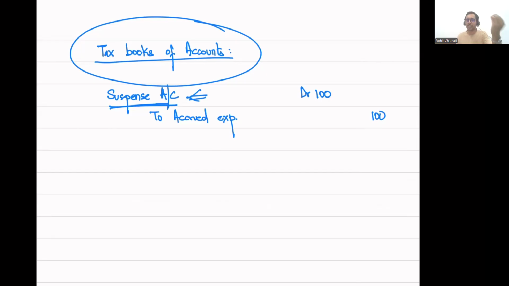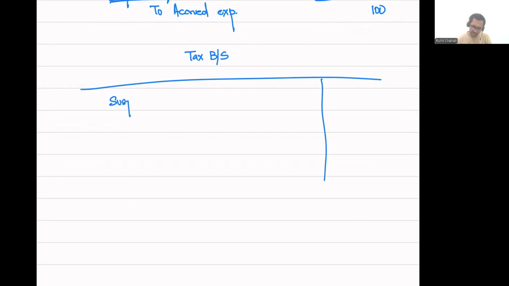In the hypothetical tax books of accounts, you cannot debit it to P&L because this item is not eligible for deduction. Therefore, I'm parking it to a suspense account of rupees 100. If I prepare the tax balance sheet at the end of year one, I will have a debit balance in suspense account of 100.